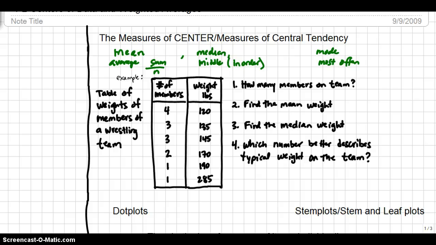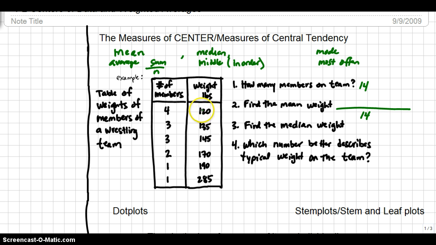Yesterday, or in the last lesson, we had talked about the importance of reading the title when you're looking at tables. So here we have an example of a table of the weights of members of a wrestling team. The first column represents how many members are on the team, and then their respective weights in pounds. To determine how many members are on the team, you would simply want to add up the total number of members listed. We would simply add 4 plus 3 plus 3 plus 2 plus 1, and we'd end up with 14.